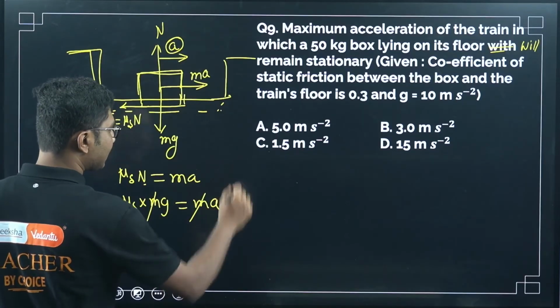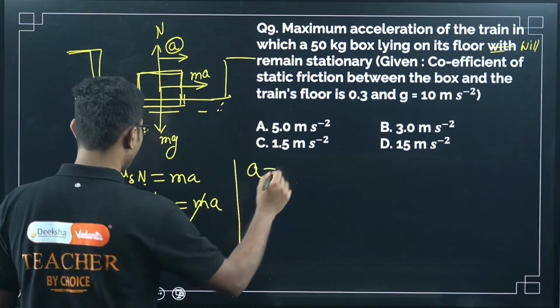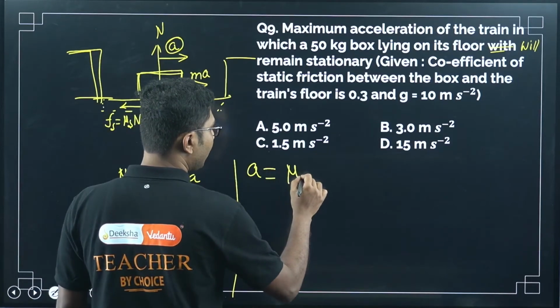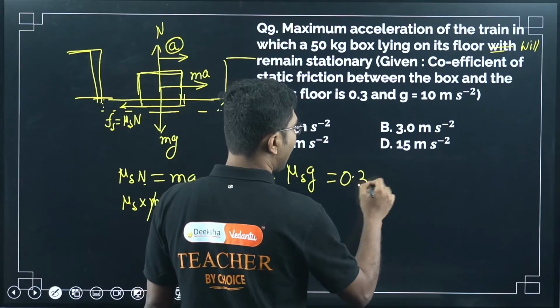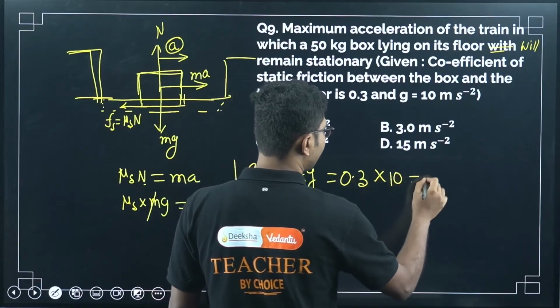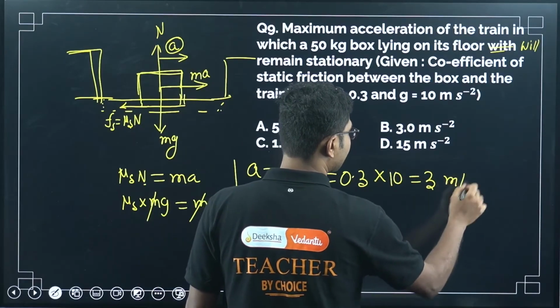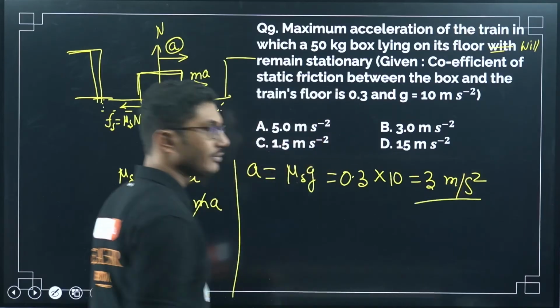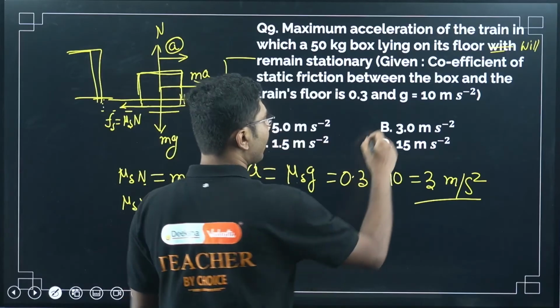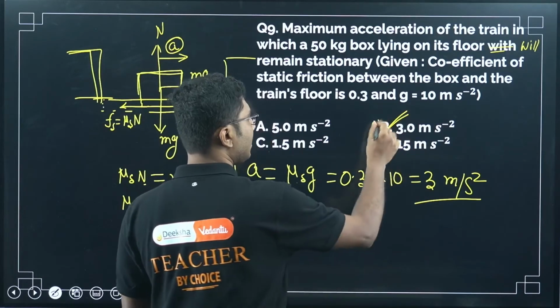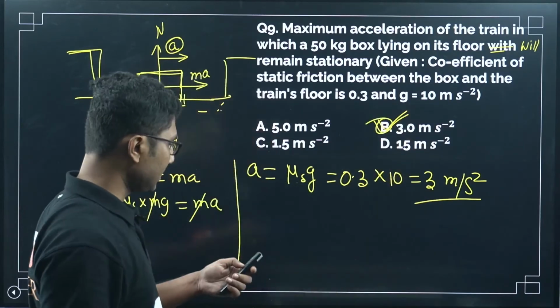So the maximum acceleration with which the train can move is nothing but mu s g. Mu is 0.3 and g is 10. So it can move at 3 meter per second square. That is the maximum acceleration with which the train can move so that the box does not slip. So the correct answer is option B, 3 meter per second square.